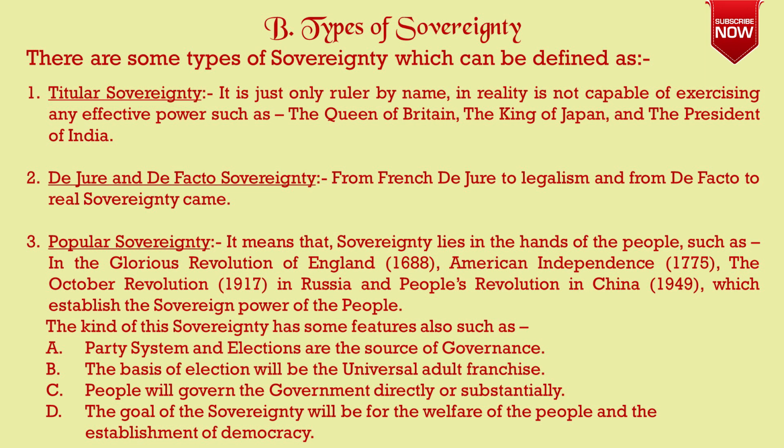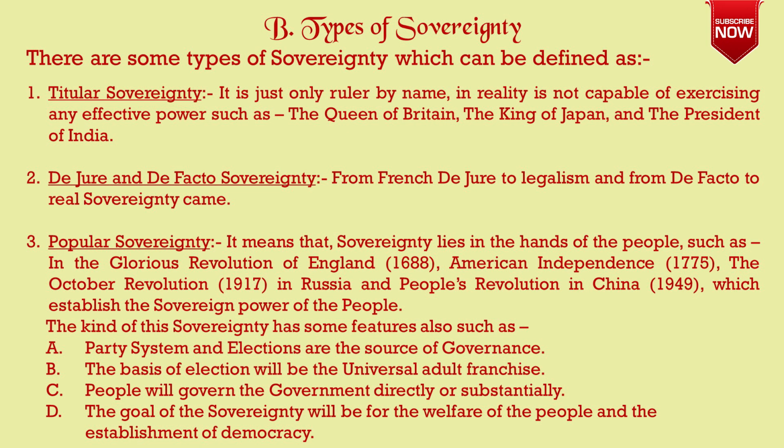Next is de jure and de facto sovereignty. From French, de jure refers to legal sovereignty and de facto to real sovereignty. The next is popular sovereignty.